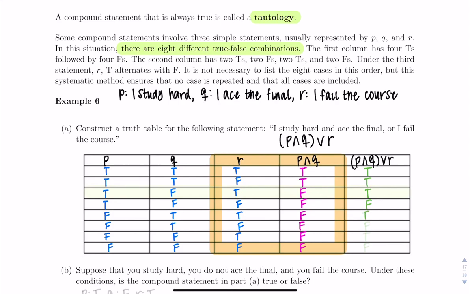True or false, which is true. False or false, which is false. True or false, which is true. And false or false, which is false.